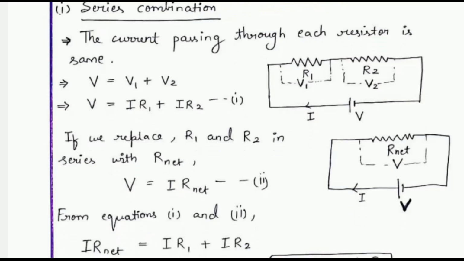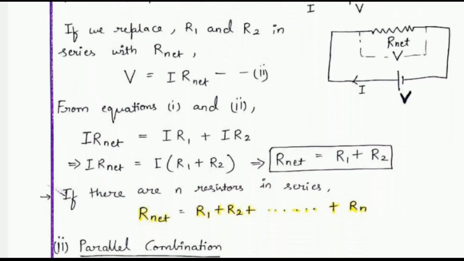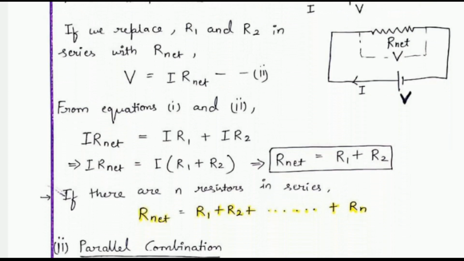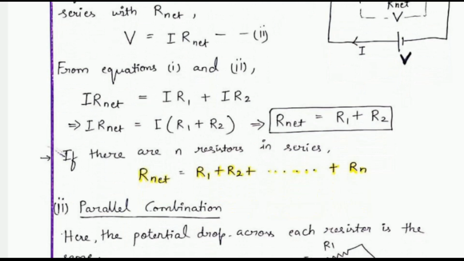So V will be equal to I into R net. Now let us compare both the equations 1 and 2. If you compare them, you are going to get I R net is equal to I R1 plus I R2. If you take I common from the RHS and cancel it with the I of LHS, so R net will be equal to R1 plus R2. In place of 2 resistors, if we have n resistors in series, then the net resistance will be just the sum of all the n resistors.